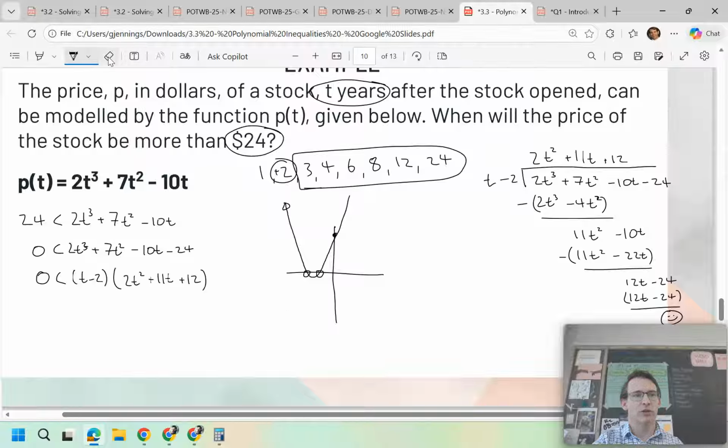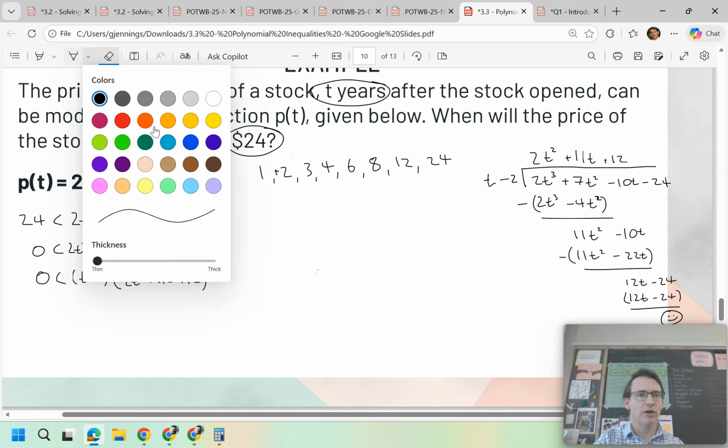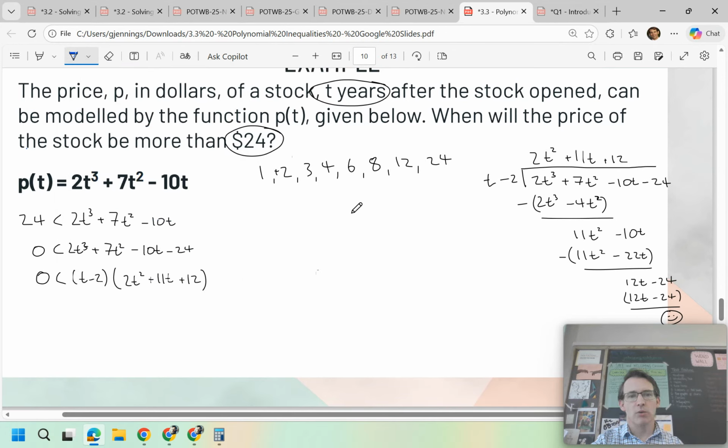We'll factor it anyway, because I happen to know those factors. So let's do it. Let's factor our quadratic in blue. What does this factor into? 2t squared plus 11t plus 12? 8 and 3 are our magic numbers, so we're going to break this down into 8t plus 3t.